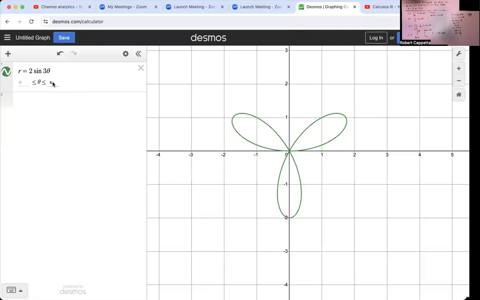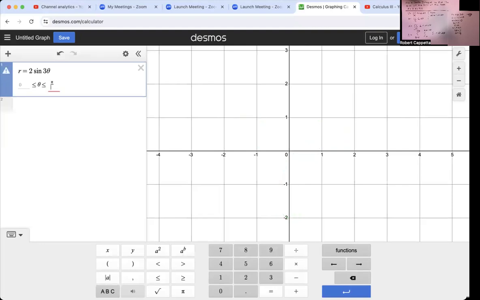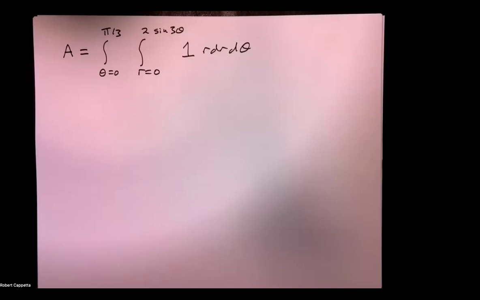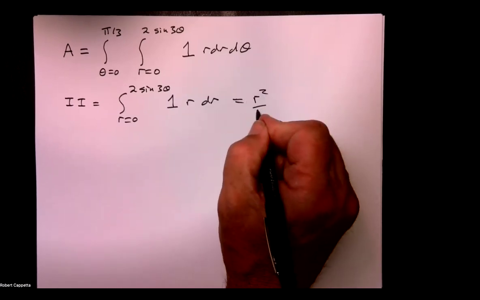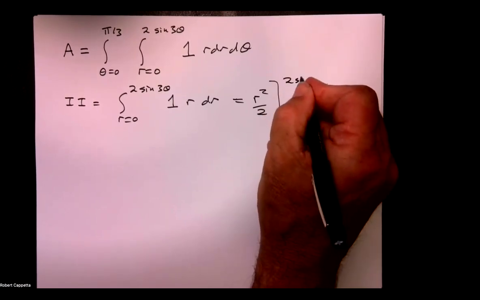So right now, the computer arbitrarily chose it to go from 0 to pi. Let's change that from 0 to pi over 3. Does that give us the first petal? And sure enough, it does. So we have successfully set up the formula that we need to find the area of that petal. So let's do our analysis. We start with this, and then of course we need to do the inner integral. The antiderivative of r is r squared over 2, evaluated as r goes from 0 to 2 sine 3 theta.